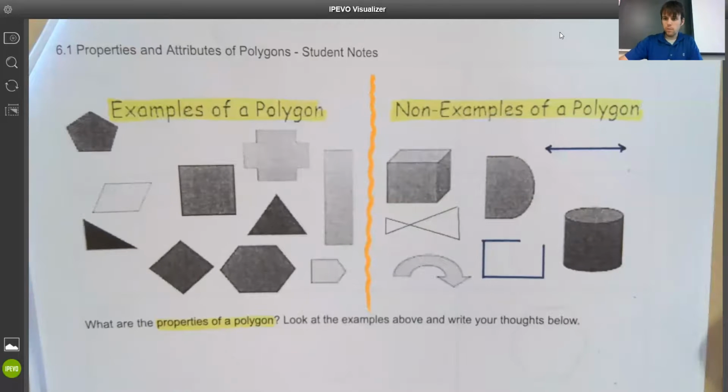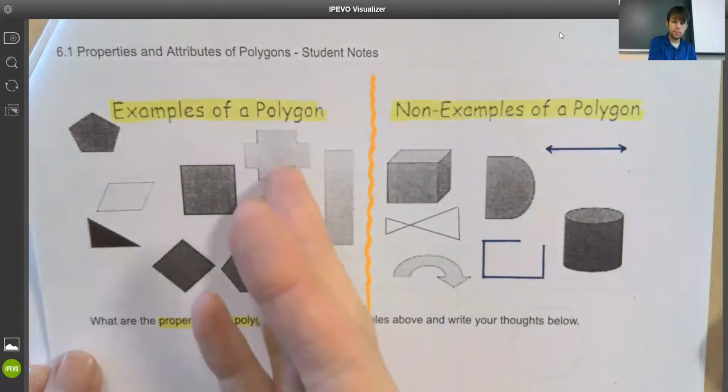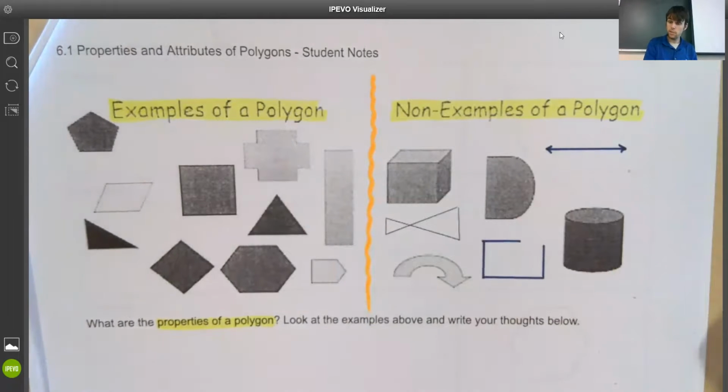Welcome, everybody. We're taking a look at section 6.1, where we're going to be learning about some properties and attributes of polygons. What I'd like for you to do right now, go ahead and pause the video and take a look at these pictures here of some examples of polygons, some non-examples of polygons, and to try to determine, based on these pictures, what you feel like some of the properties of polygons are. I'll kind of summarize my thoughts here in a minute, but go ahead and pause and do that.